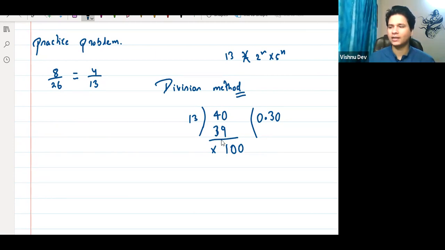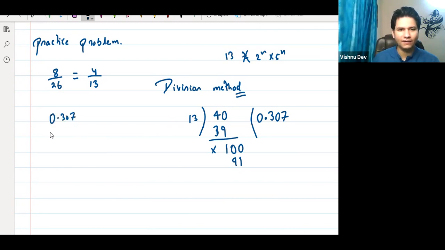So now tell me, can you divide 100 by 13? How many times? 7, correct. Very good. So 7, and 13 into 7 is 91. Everyone calculate this 91. I will just keep this till here. Now, Aditya, the answer is 0.307, not 037. Now think about it.